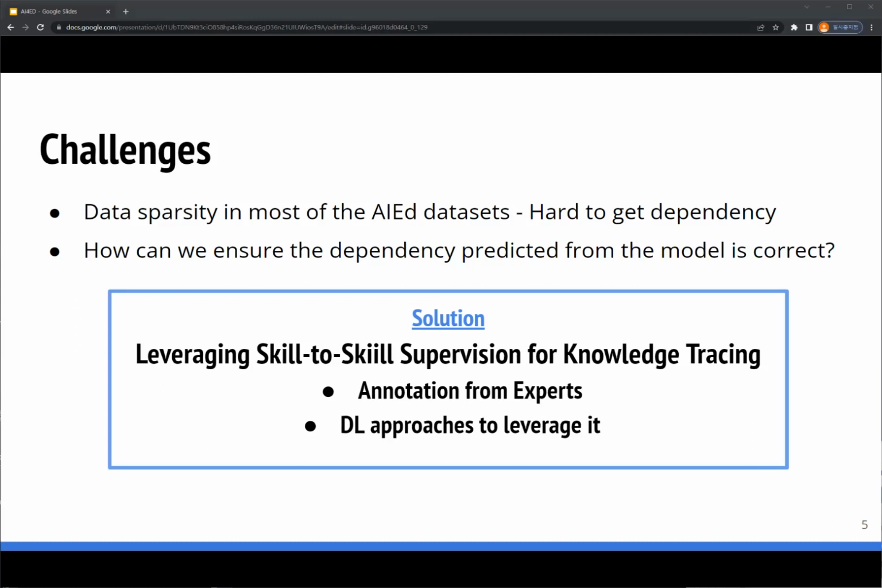We propose supervision by human knowledge on skill relationships in a deep learning based KT model. We provide annotated relationships of knowledge components. Also, we propose novel deep learning approaches to leverage such human knowledge in deep knowledge tracing.